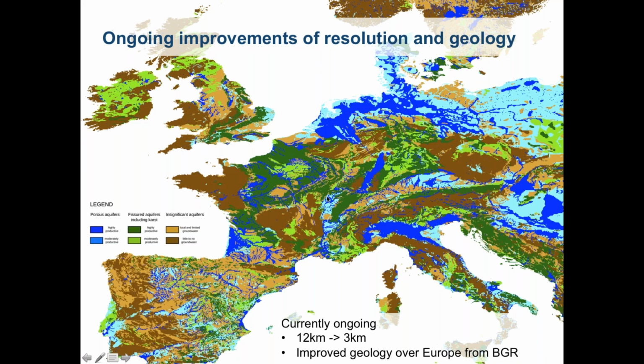So what you see here is a hydrogeologic map from the Federal Bureau of Georesources in Germany, where they developed with colleagues in Europe a kind of detailed hydrogeologic map of Europe that we are now trying to implement consistently also in our model. So there's always ongoing improvement. These model developments never stop. Okay, that's really the essence.